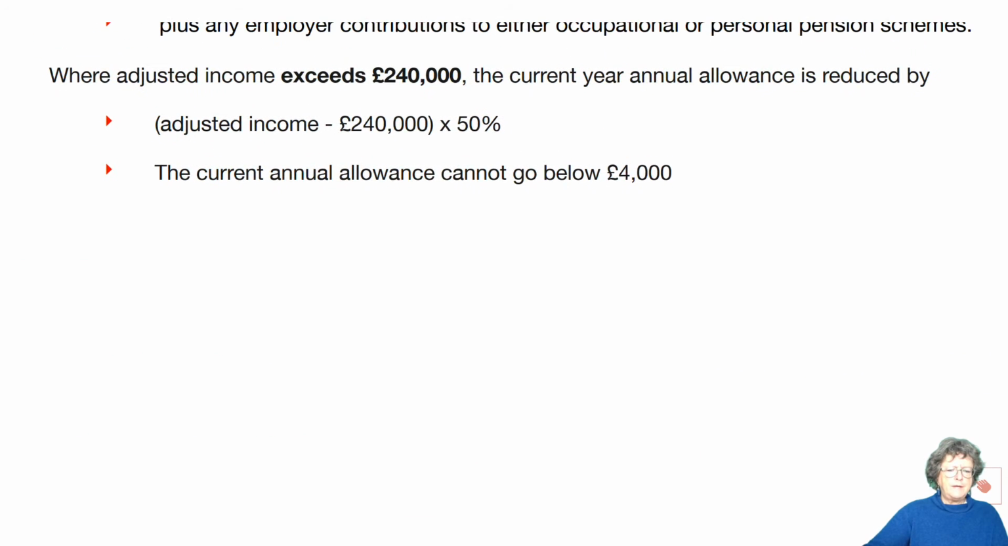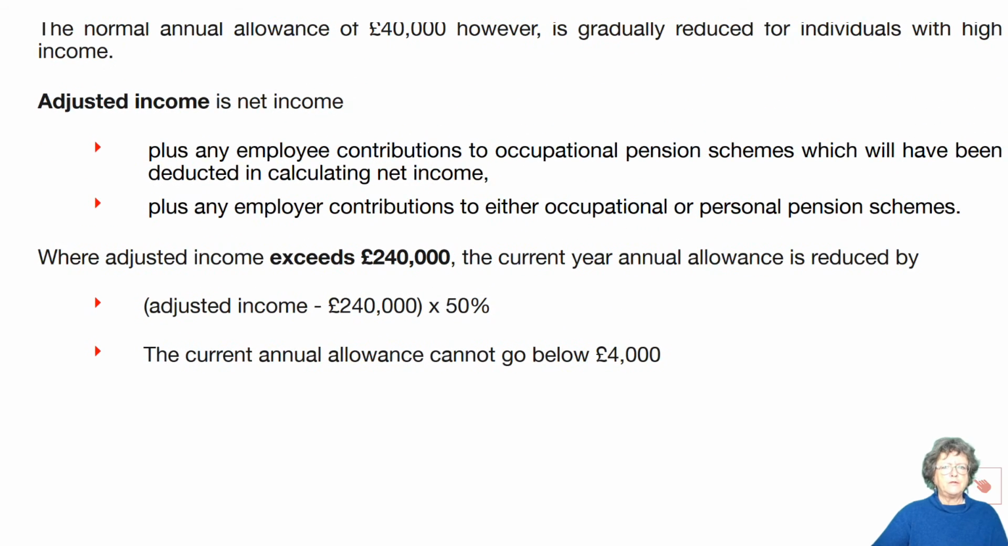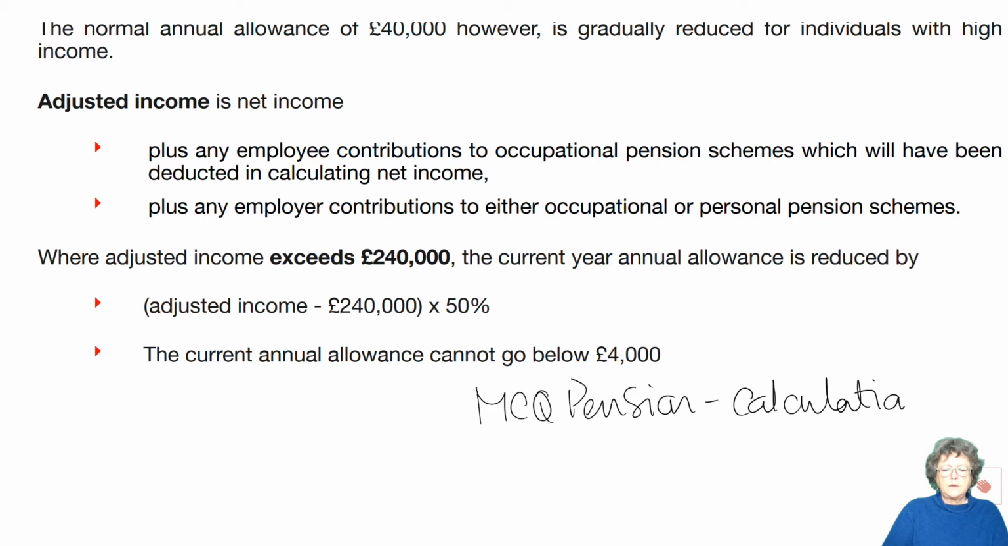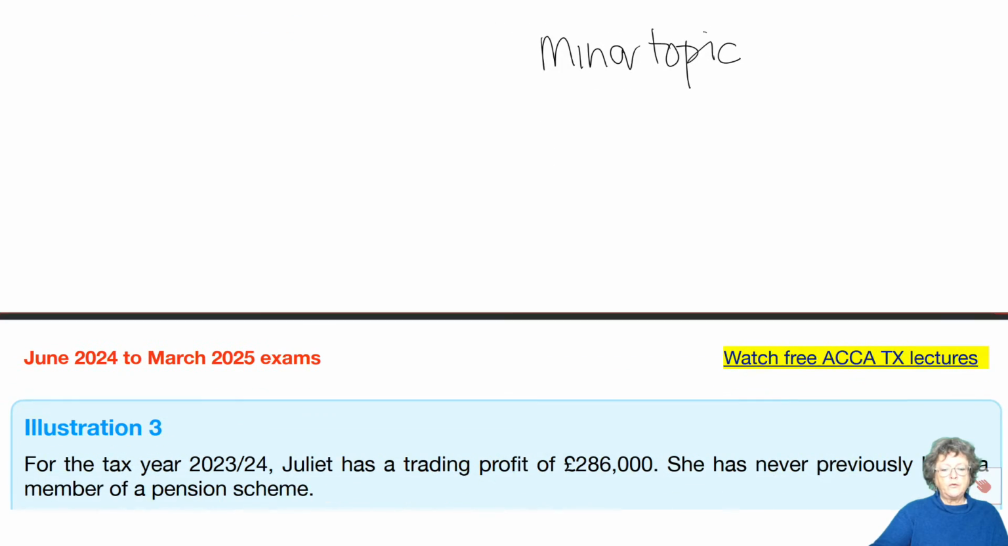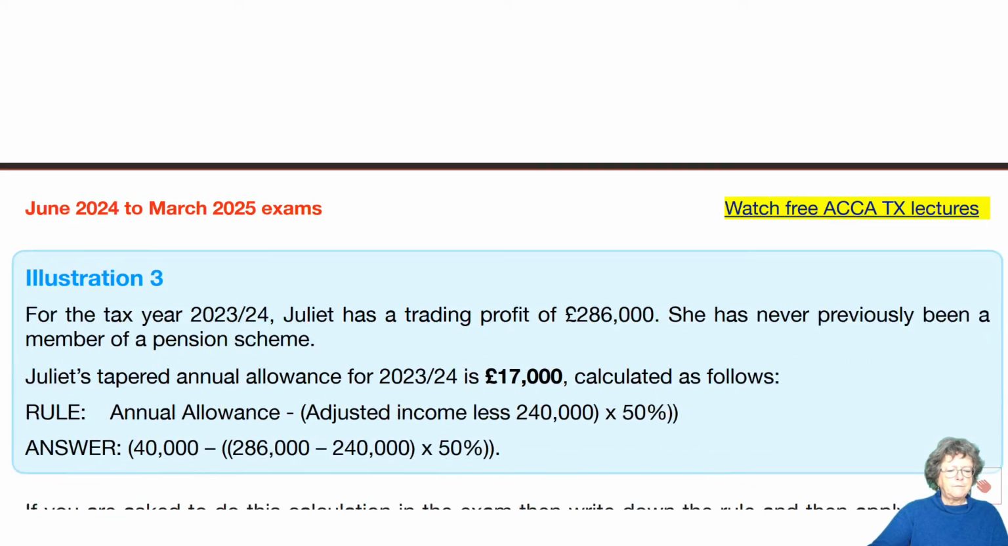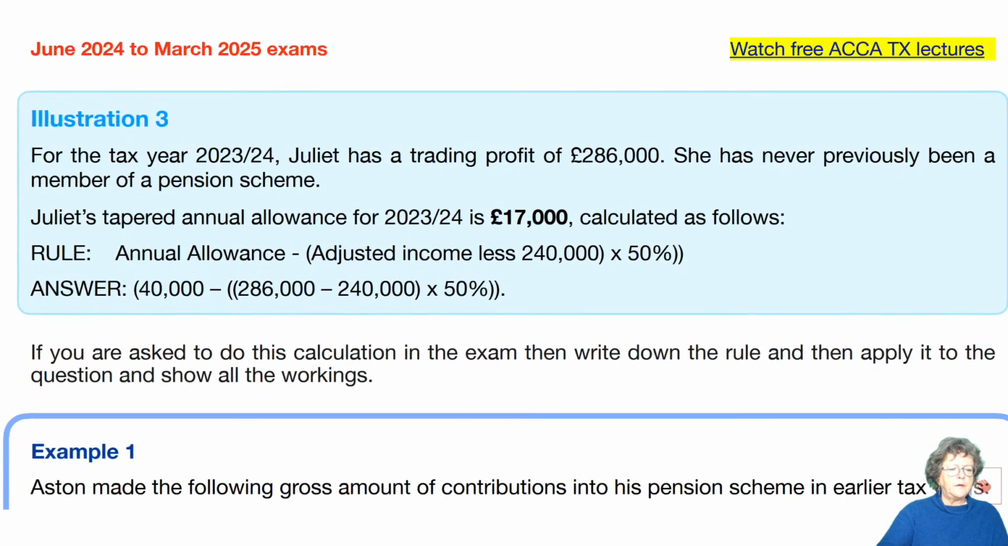Okay, and with all of these rules, you will never be asked to write these rules out for pensions. Normally in the multiple choice questions for pensions, it's all about calculations. And I would suggest it's more of a minor topic than some of the major topics that we have covered. Doesn't say it's not important, I just said it was minor in comparison with some of the others.